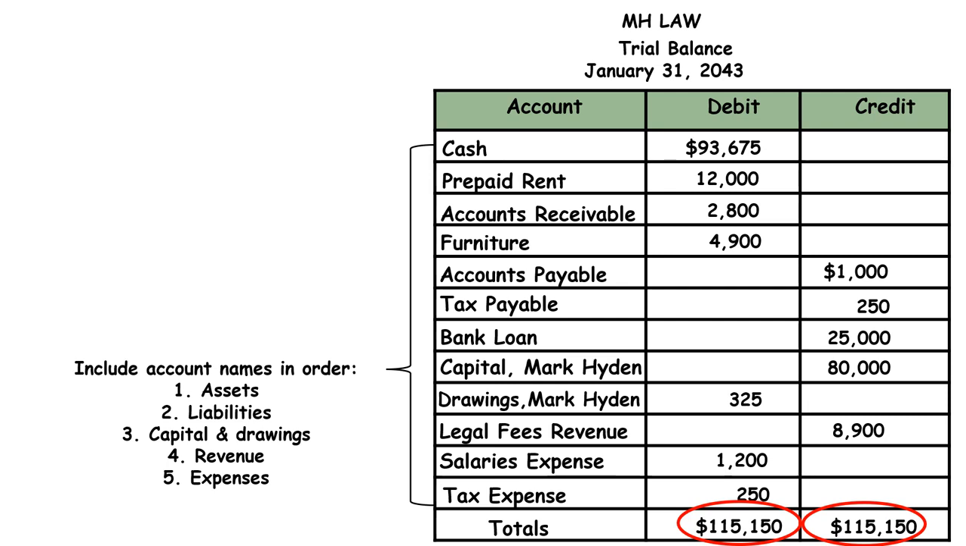So you can also see that the account names have been copied in the order of assets first, liabilities next, capital and drawings, revenue and expenses will be at the end of the trial balance. So the trial balance is equal. The debits are equal to credits. That should be good enough for us. And then we are going to move on to the next step of preparing financial statements, which we are going to do in the next video.